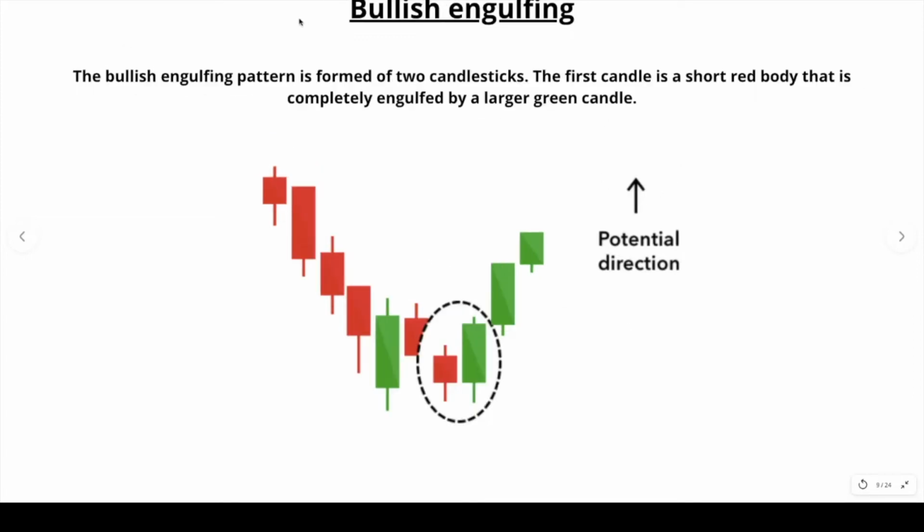Next up, we have what we call a bullish engulfing. The bullish engulfing pattern is formed of two candlesticks. The first candle is a short red body that is completely engulfed by a larger green candle. So we're back on our downtrend. This is the formation of these bullish candles being formed from a downtrend. It is a point of reversal.